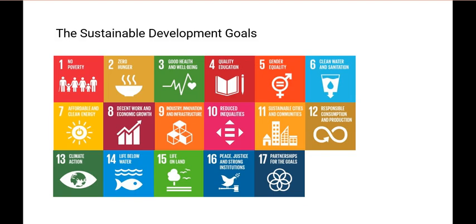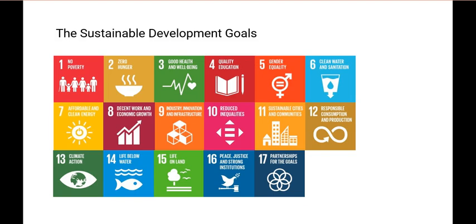The 14th goal is life below water. Pollution, plastic runoff, overfishing, coral bleaching, and coastal ecosystem destruction are all exacerbated by population growth. Two-thirds of marine areas have been damaged by human activity, and a third of sharks and rays and a third of reef corals are threatened with extinction.